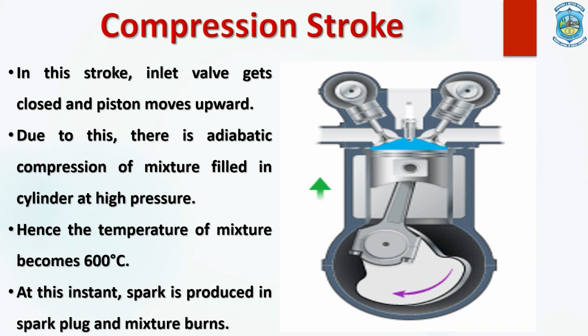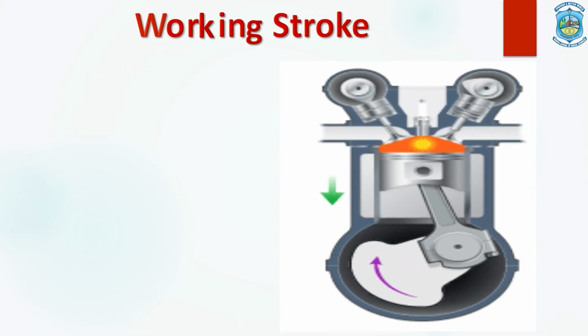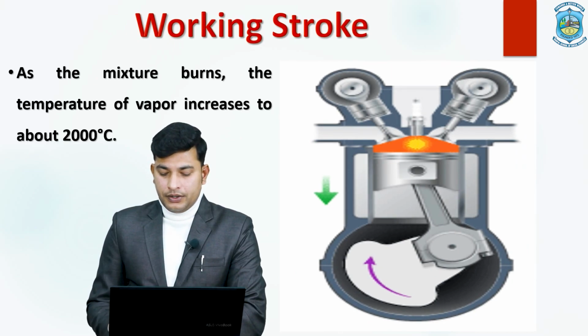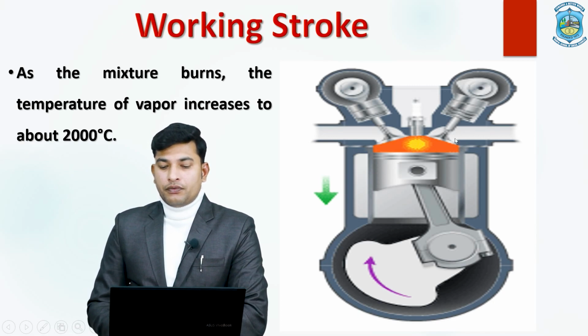Once we provide a spark to it, it gets burned, meaning it gets a heavy ignition of fuel there. So at this instant, a spark is produced in this spark plug, and the mixture starts burning. This particular mixture is going to burn. Now the third one is the working stroke, in which, when the spark is generated from the spark plug, this fuel gets suddenly burned.